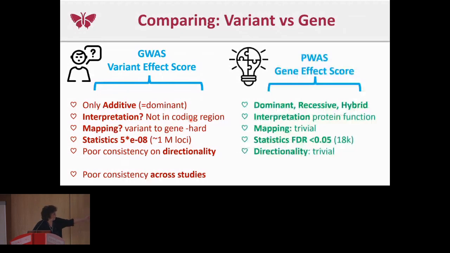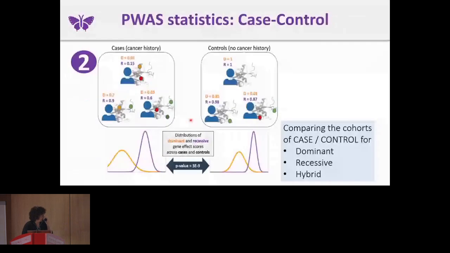Not additive, but dominant and recessive. The interpretation is only on function. The mapping is trivial because we start with the gene already, so we don't need the mapping. Also, statistics is much easier because we don't have millions of variants. We just have 20,000 genes and so on. So we have a lot of advantages.